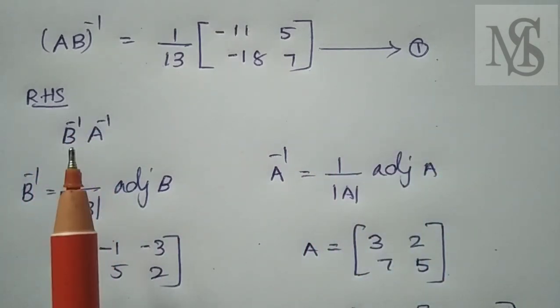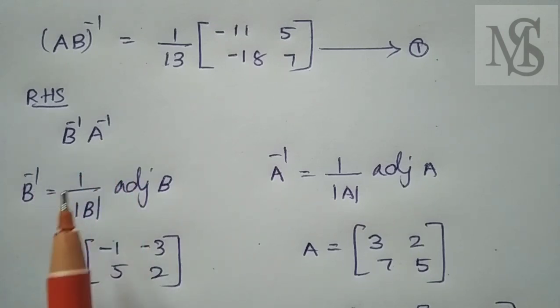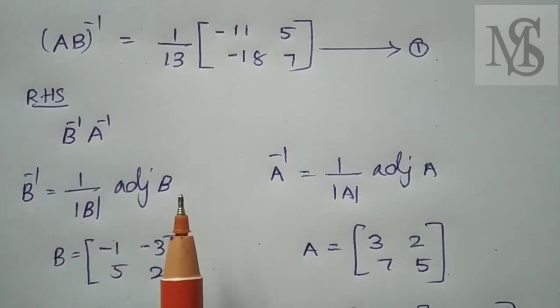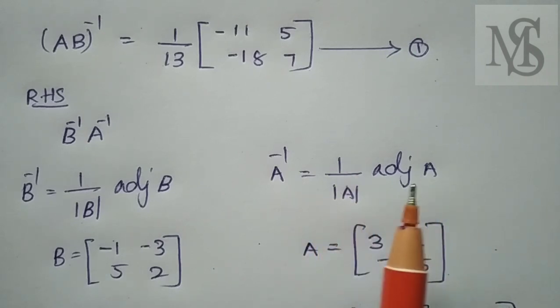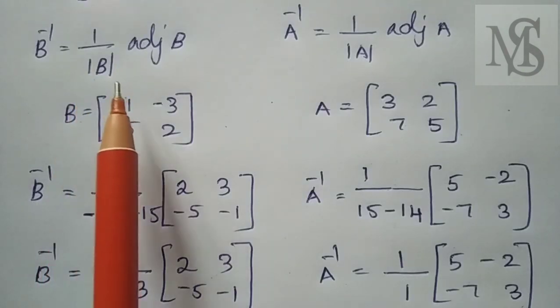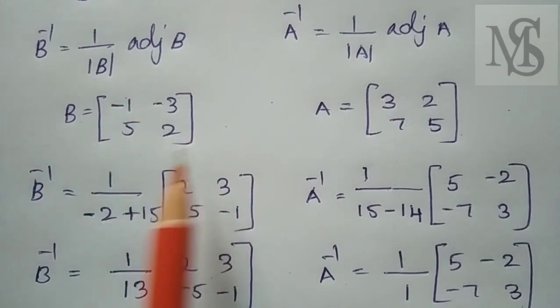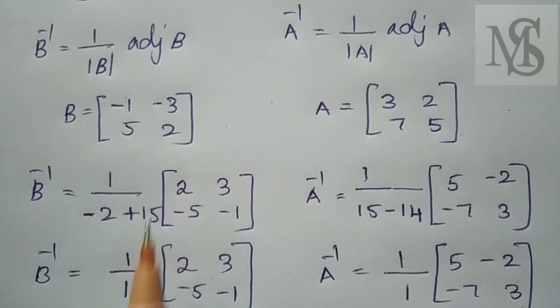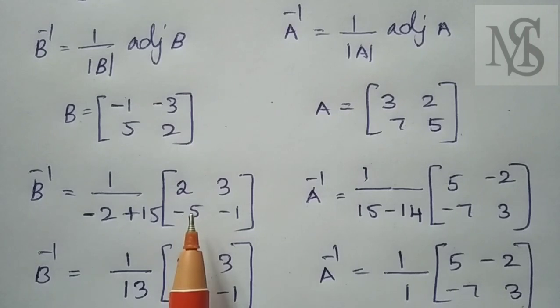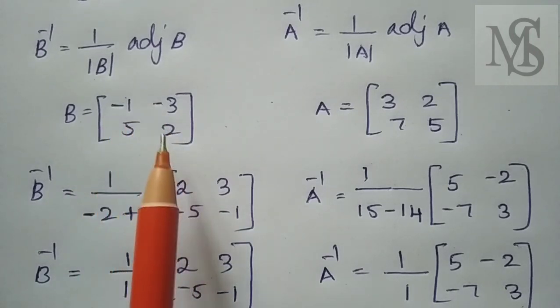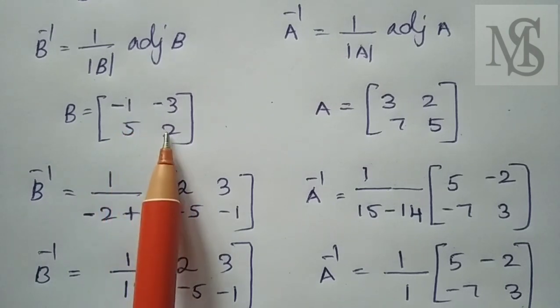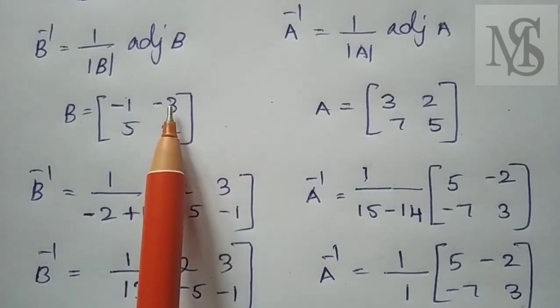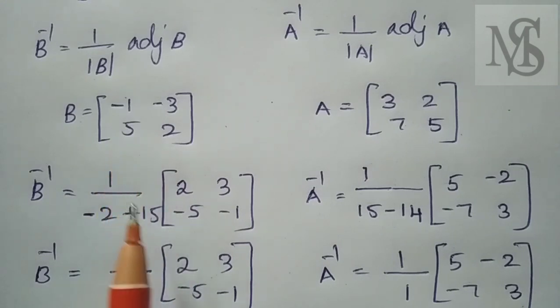Next we are taking RHS. RHS is B inverse into A inverse. B inverse is equal to 1 by modulus B into adjoint B, and A inverse is equal to 1 by modulus A into adjoint A. Now to find this we are taking B matrix and A matrix. Now B inverse is equal to, modulus B is, we are multiplying, minus 1 into 2 is minus 2 and minus 3 into 5 is minus 15, and minus will become plus 15. And adjoint B is, we have to interchange the diagonal values, and here we have to change the sign. Minus 1 in the place of 2, 2 in the place of minus 1, and minus 3 will become 3 and 5 will become minus 5.